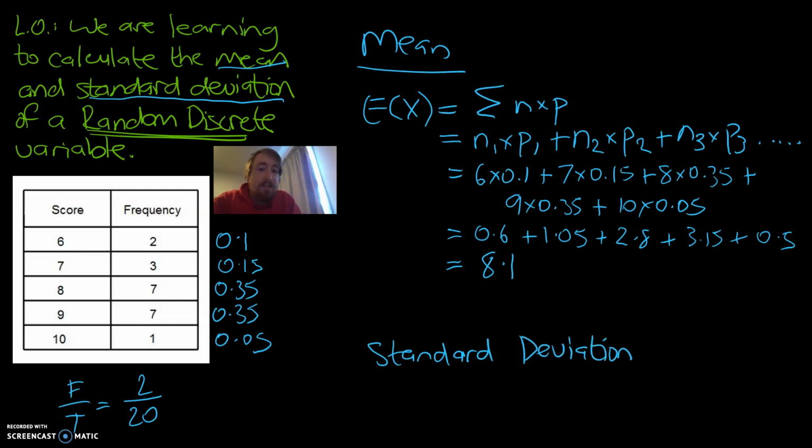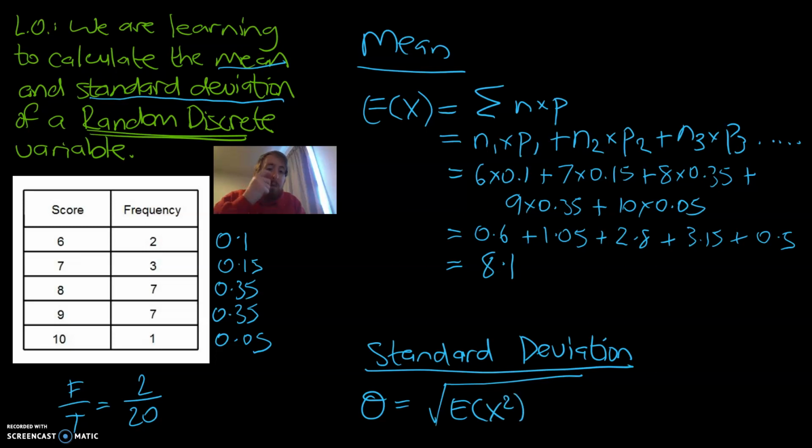So the standard deviation is a lot more complicated to calculate, and that formula, there's our symbol for standard deviation, is equal to the square root of the expected value of x squared. So what we actually need to do to find this number is repeat the process that we've done, except we need to square x. So it'll be 6 squared, 7 squared, 8 squared. And then we're going to subtract the expected value of x, all squared. So that would be the number that we just calculated.